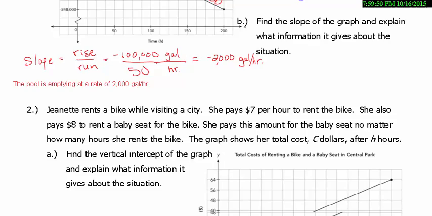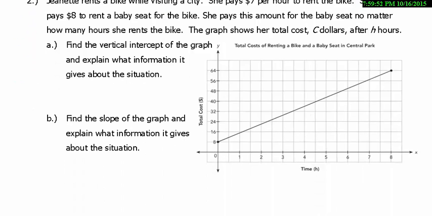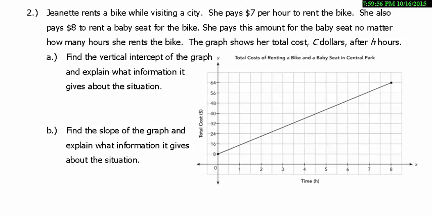Okay, so let's move on down to question 2. Question 2 says, Jeanette rents a bike while visiting a city. She pays $7 per hour to rent the bike. She also pays $8 to rent a baby seat for the bike. She pays this amount for the baby seat no matter how many hours she rents the bike. The graph shows her total cost, C dollars, after H hours. So question A says, find the vertical intercept of the graph and explain what information it gives about the situation.